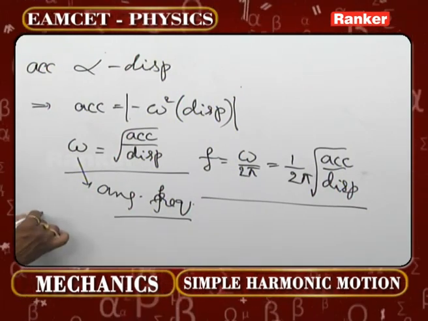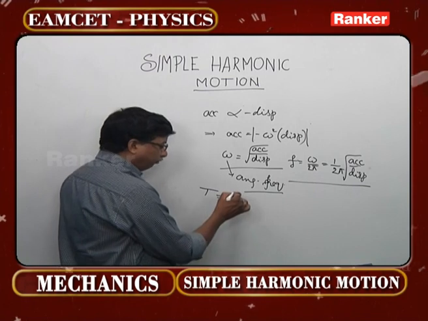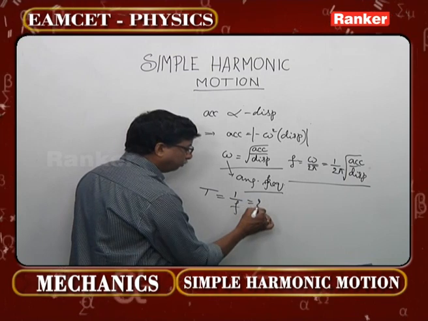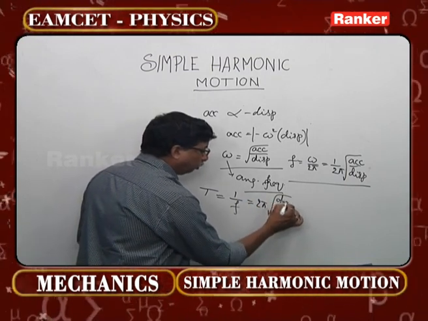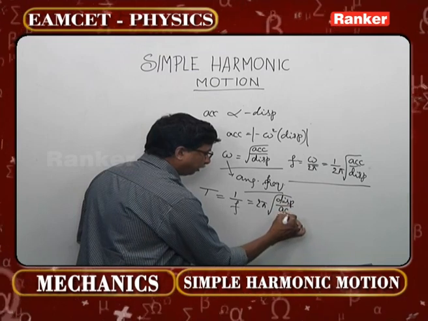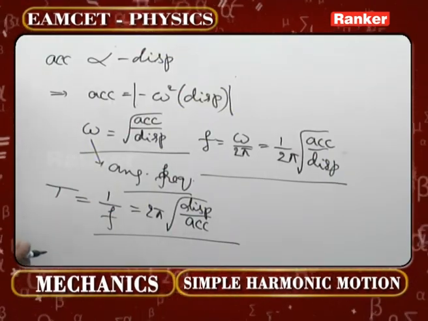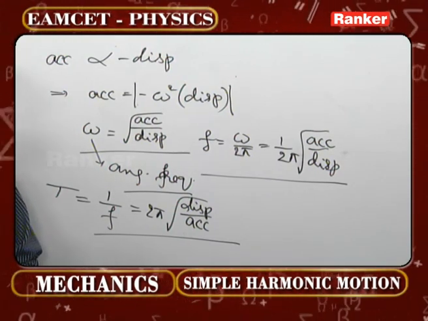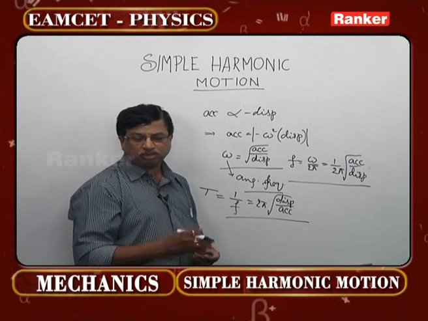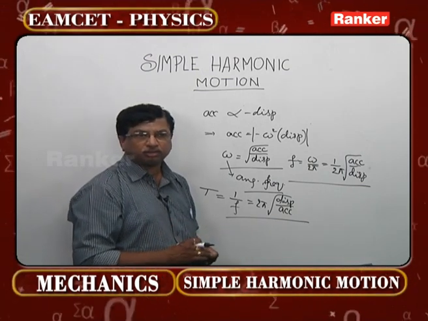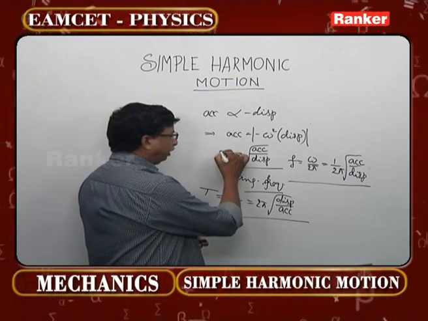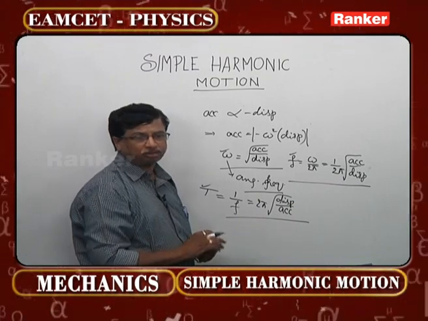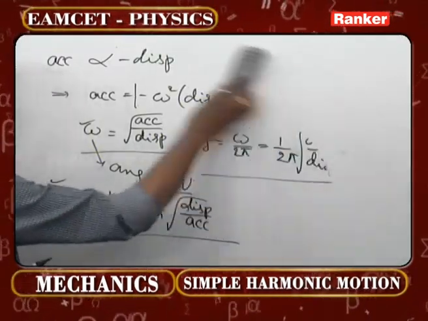If you take the time period corresponding to that, frequency's reciprocal value is time period. Thereby this now becomes 2 pi times root of displacement by acceleration. In fact, the simple pendulum comes under the same concept. A loaded spring which is oscillating vertically up and down can also be explained in terms of simple harmonic motion. So basically these three equations one should remember before going to the problems. That's one. Come to the next aspect please.